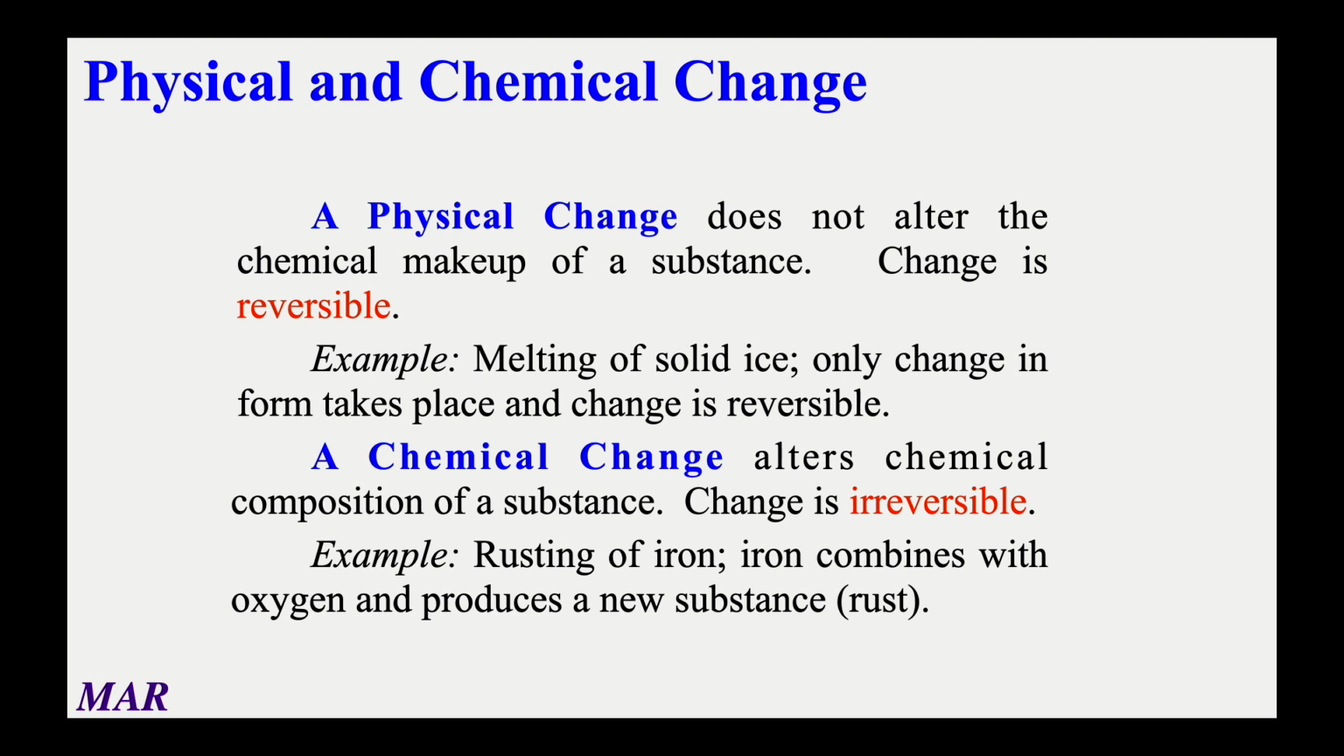Some more common examples: rusting of iron. Iron turns into a new compound. We'll see it's an oxide compound with iron. That's hard to go back to the original iron. It's not impossible, but it's very difficult, and that's kind of the idea.